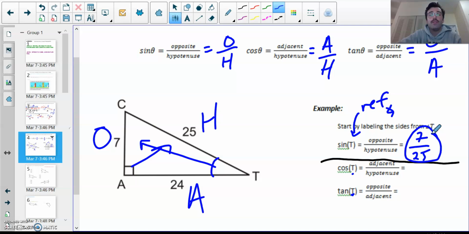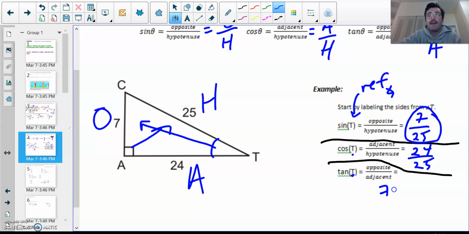Cosine is adjacent over hypotenuse, or A over H, which is 24 over 25. And that's it. That's the answer. Tangent is opposite over adjacent, or O over A, which is 7 over 24. So whenever it says find the ratio, this is what we're looking for. Finding the ratio, or if it says find the sine of T, this is what we're looking for.